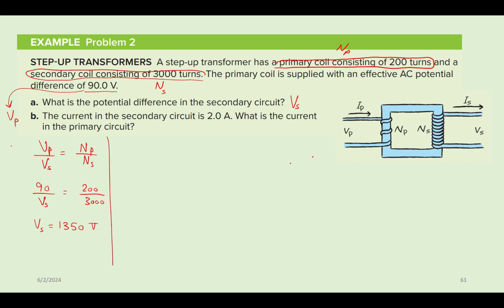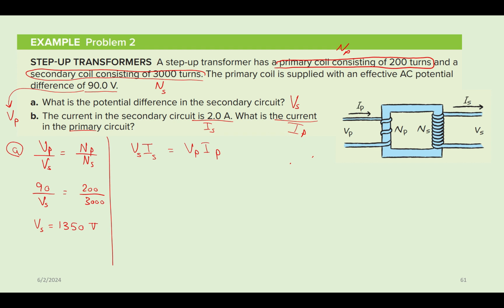B. The current in the secondary circuit is 2 amperes. What is the current in the primary circuit? So he gave me the current in the secondary circuit to be 2 amperes. This is Is. He wants me to find the current in the primary circuit, so he wants me to find Ip. Now remember, Vs Is, or Is Vs, is the same thing, equals Vp Ip.